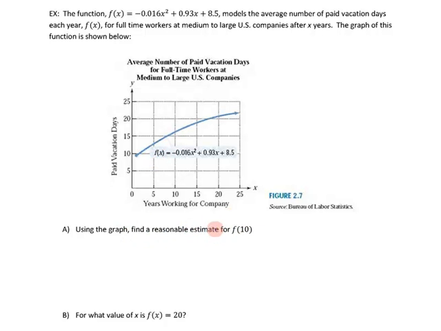First of all, what does f of 10 mean? f of 10 is the output when you plug in 10 for x. So x being the number of years you work there, that says after 10 years, how many days of paid vacation leave do you expect or do you receive? So I'm going to go to x equals 10, here's the x-axis, and look at the height of this. Which appears to me to be around 16. So I would say a reasonable estimate is that f of 10 is approximately 16. The curly equal sign just means approximately. So that's my answer, 16 days.